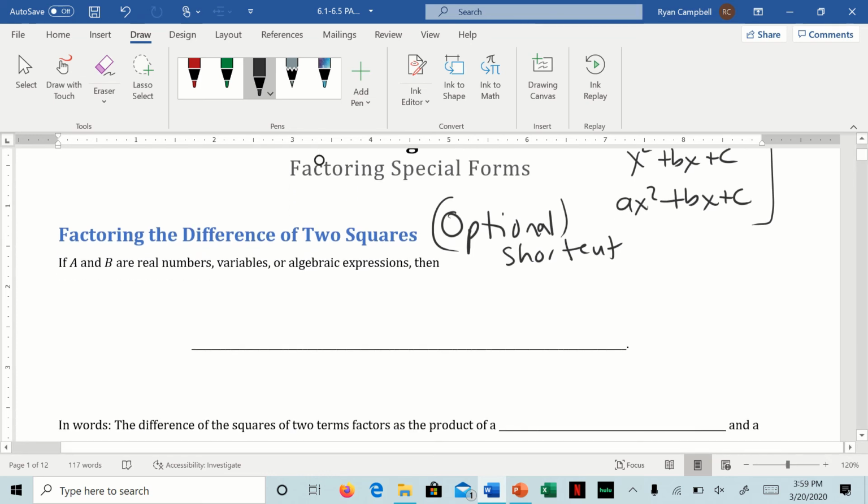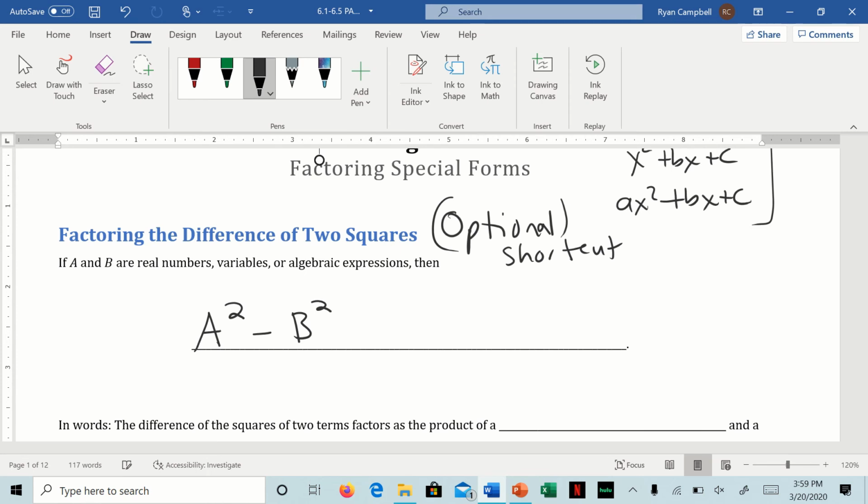There's a couple of other shortcuts. This is the biggest one that I think would be the easiest for us to just identify by looking at it. So, difference of two squares. Difference means subtraction. Two squares means you're squaring numbers, right? So if you have something squared minus another thing squared, what that ends up being is the sum of the two terms times the difference of the two terms.